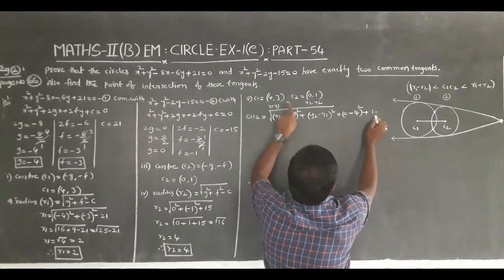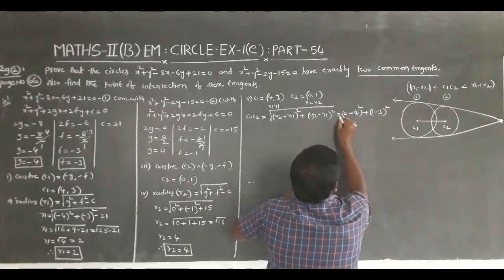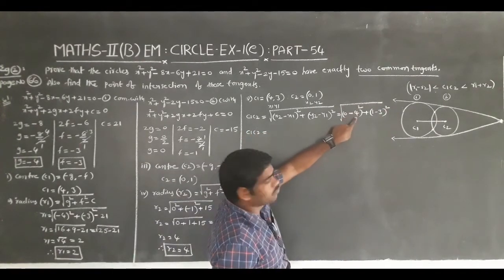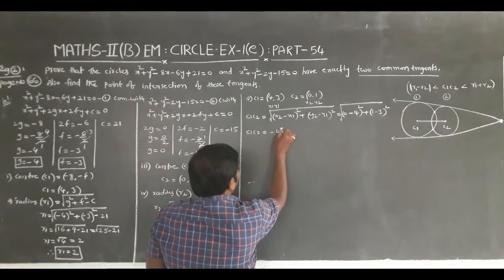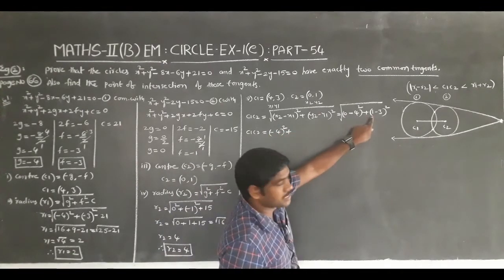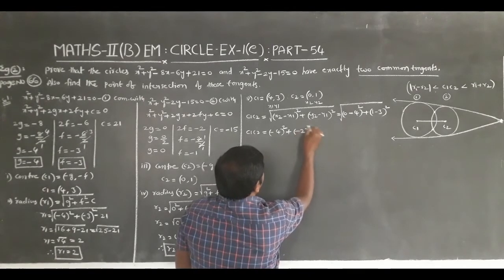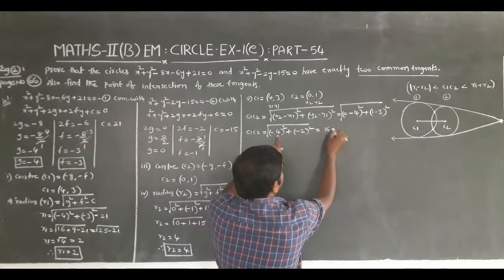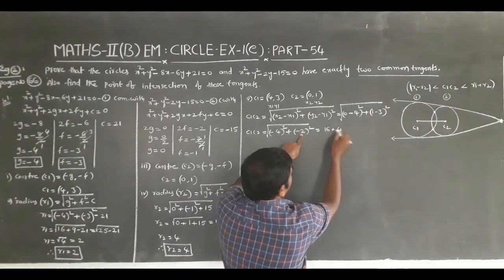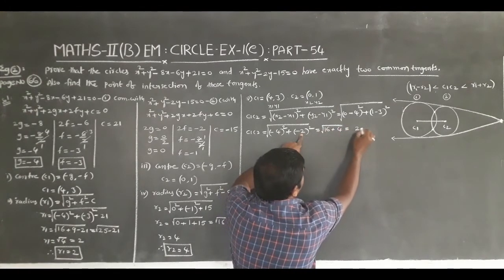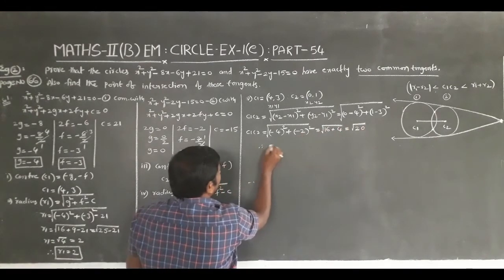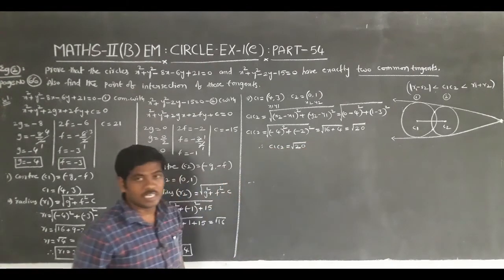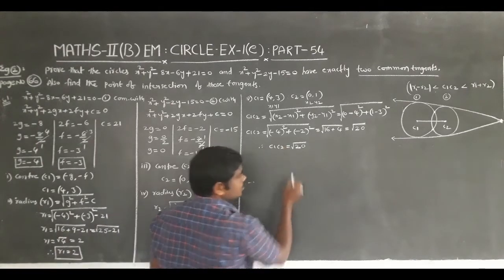Here x2 is equal to 0, x1 is equal to 4, y2 is equal to 1, y1 is equal to 3, under root. C1C2 is equal to under root of (0 minus 4) whole square plus (1 minus 3) whole square. Minus 4 whole square is 16, plus minus 2 whole square is 4. 16 plus 4 is 20. Therefore, C1C2 is equal to root 20.